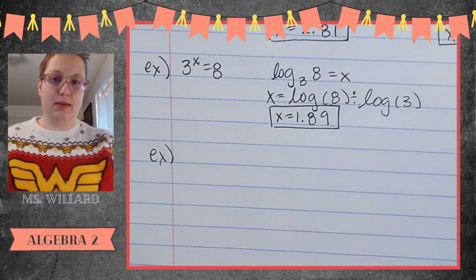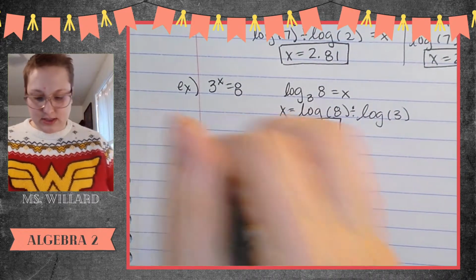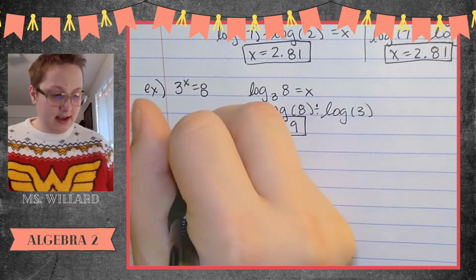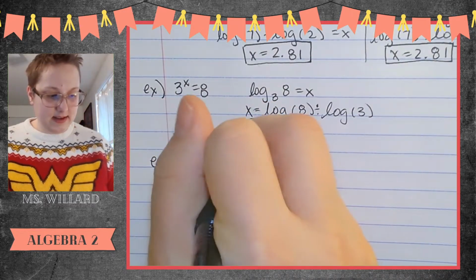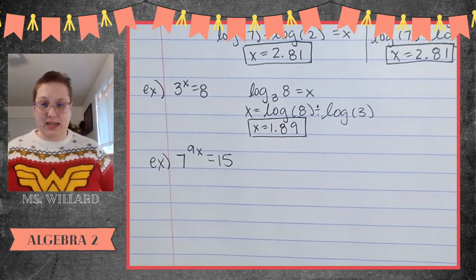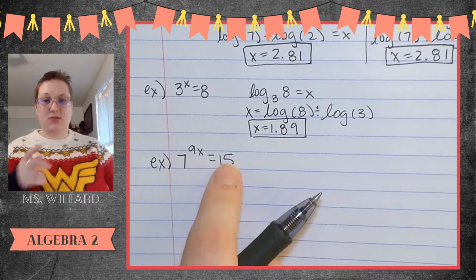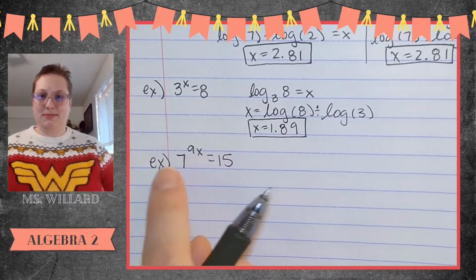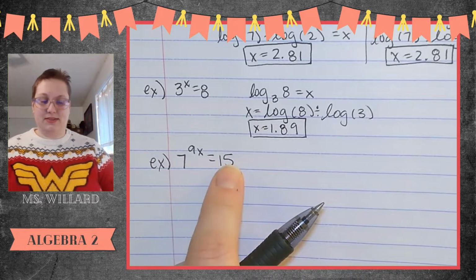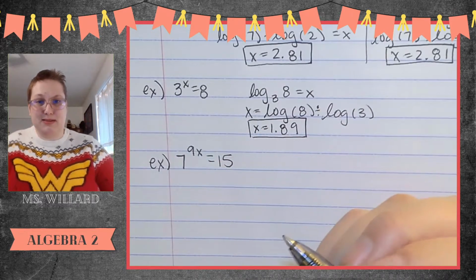Let me zoom out maybe just a touch. Okay, so let me step up just one level, and we're going to do 7 to the 9x equals 15. Okay, this is going to be more than 1 but less than 2, because 7 squared is 49. But what do I do with this 9x up here?